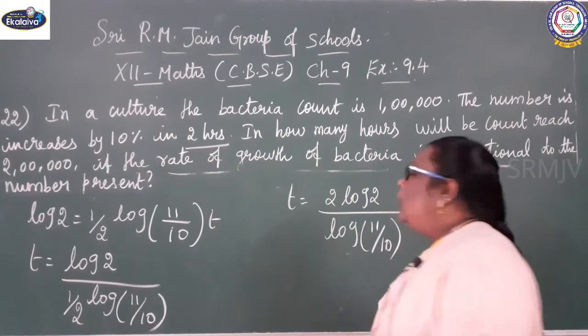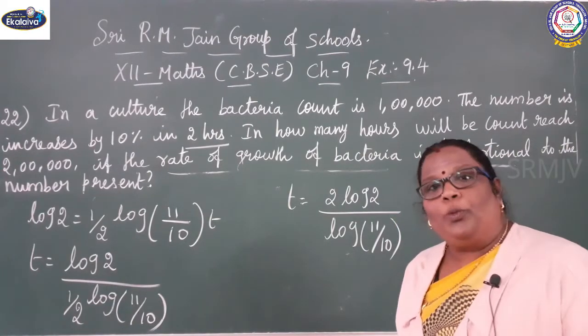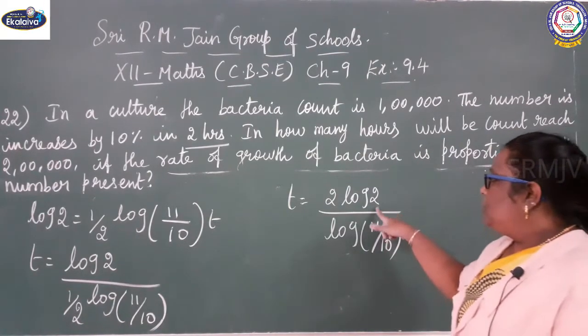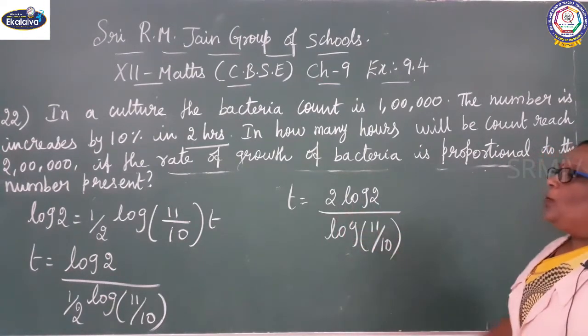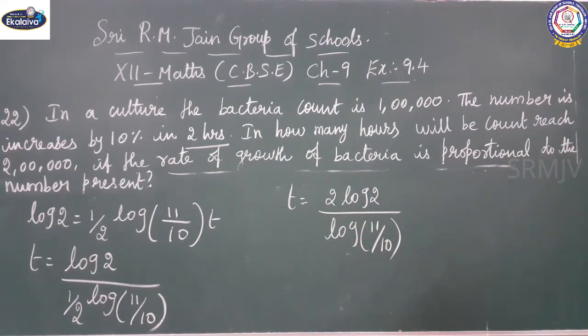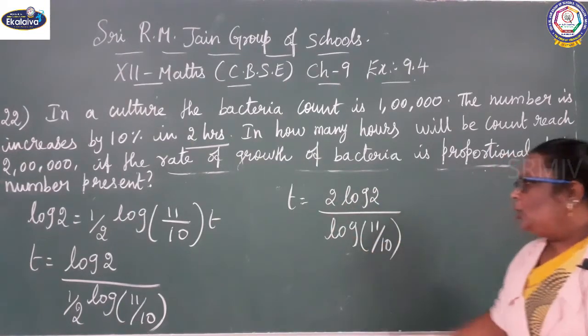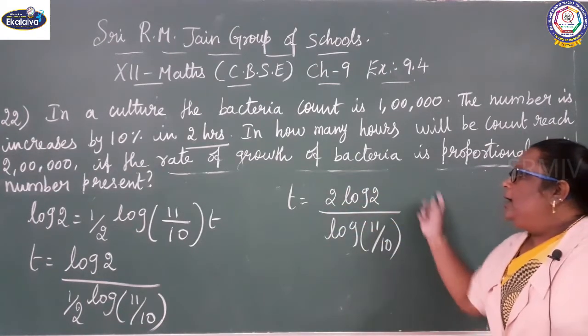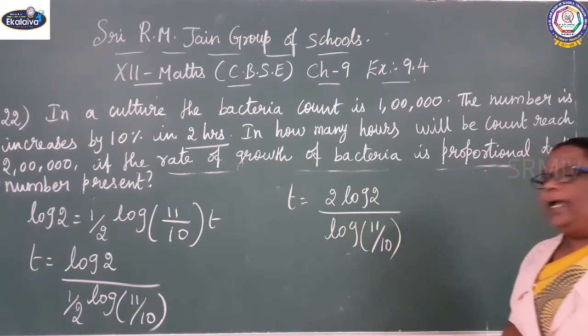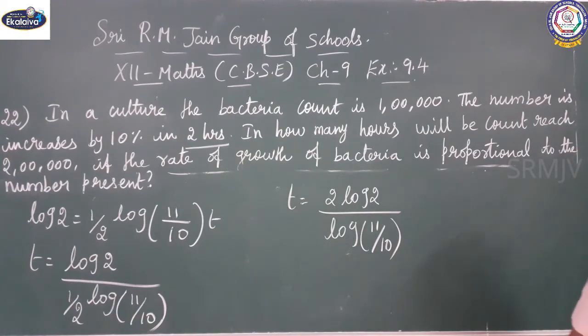If log 2 value is given as 0.6931, you can substitute that value, or otherwise you can leave it as it is. Okay, after t hours, 2 log 2 by log of 11 by 10, the bacteria count will reach 2 lakhs. It will take 2 into log 2 by log of 11 by 10 hours.